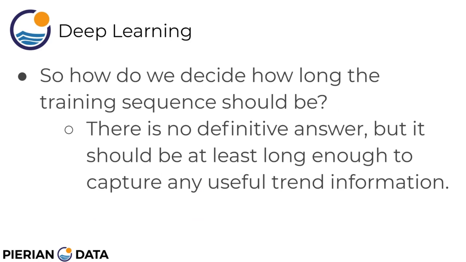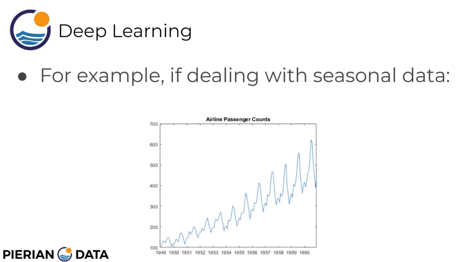Given how much flexibility we have over this, how do we decide how long that actual training sequence should be? Keep in mind there is no definitive answer, but it should be at least long enough to capture any useful trend information. What do I mean by useful trend information? Well, for example, let's imagine that we're dealing with seasonal data. Here we've plotted a seasonal data set that shows airline passenger counts through the years 1949 and 1960. This data set is monthly data, which means there are 12 points per year.